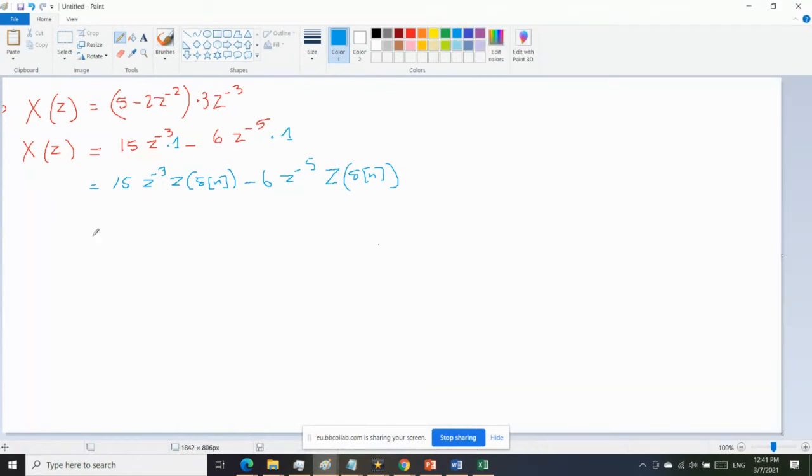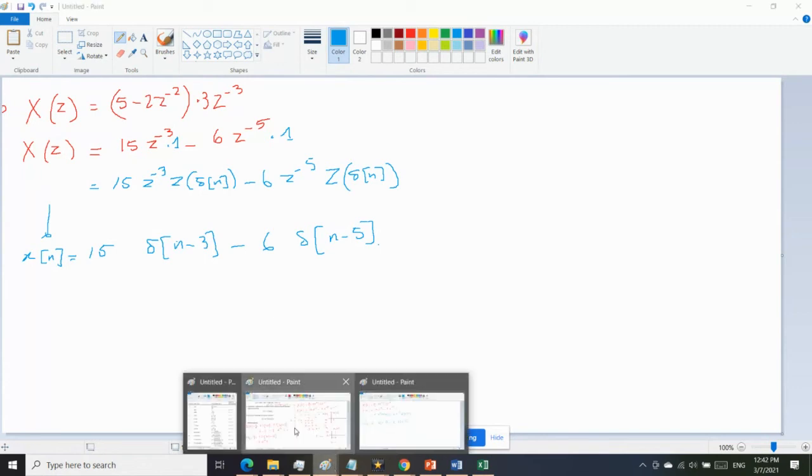And z to the power minus is just a shift. It's just a shift. Now if we do the inverse, this will be 15 and its inverse is delta shifted by minus 3, minus 6, and this is just delta shifted by minus 5. Alright, so the same result here.